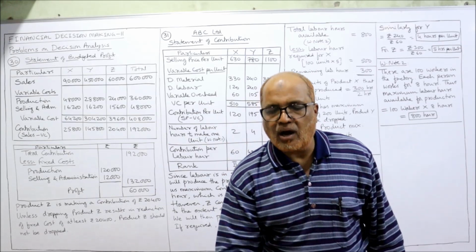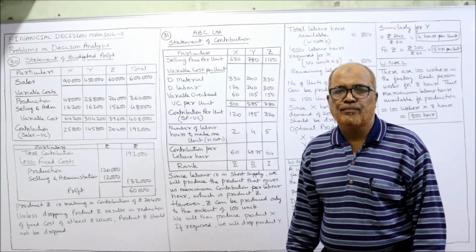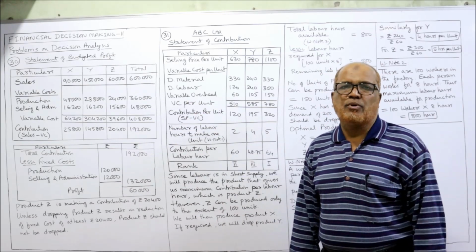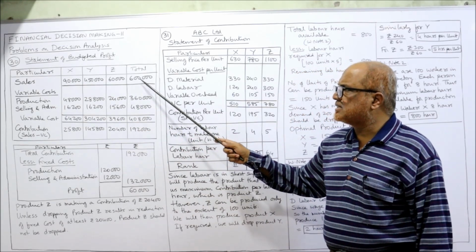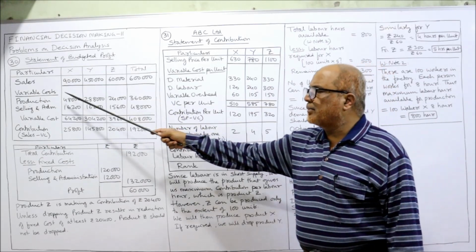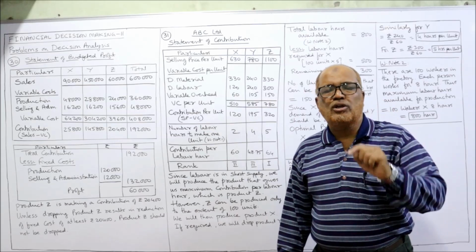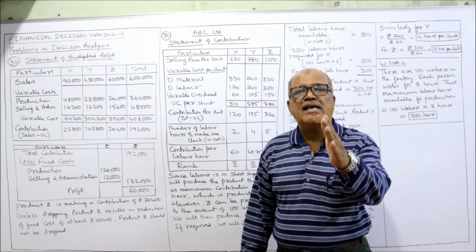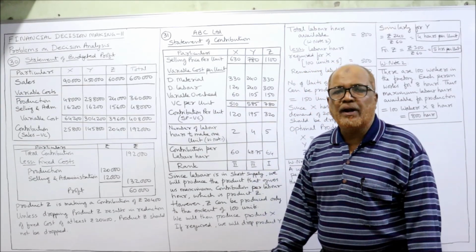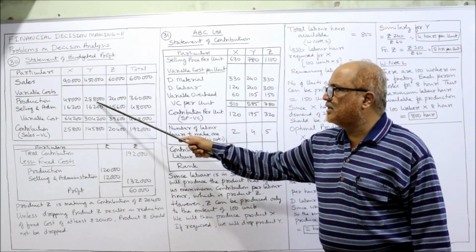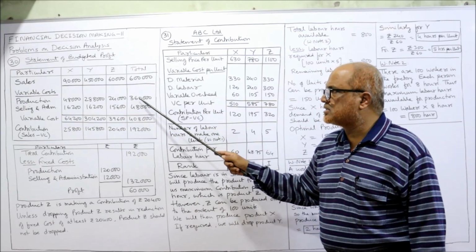Now, in this case, how to take the decision whether the product Z should be continued or should be dropped. First of all, we are making a statement of budgeted profit. Now see, sales. Sales are 90,000, 4,50,000, 60,000, 6 lakh total sales. Given in the problem. From sales, we deduct the variable cost. Variable cost is given under production and also under selling and administration. So we take only variable cost. The production variable cost is 48,000, 2,88,000, 24,000, total 3,60,000.